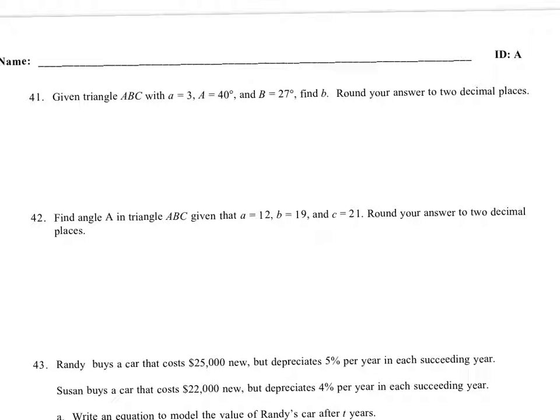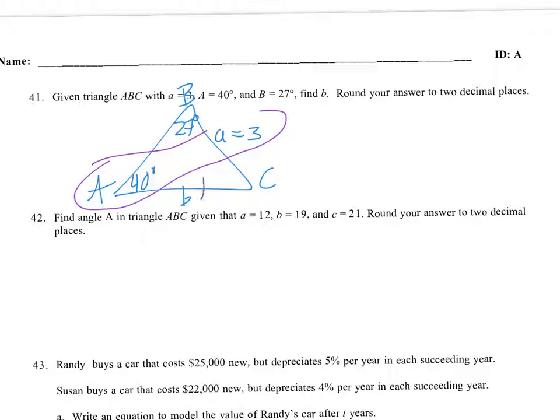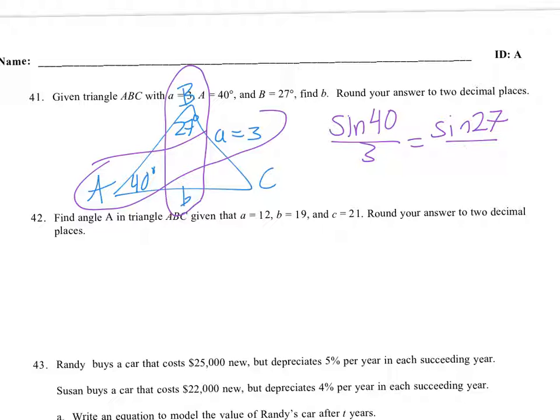Number 41, we've got a triangle. We're given some information and asked to find B. So we're given a triangle ABC where A equals 3, angle A equals 40, angle B equals 27, and we're asked to find B. I can see this is a nice setup for law of sines. And in setting this up, I'm going to write this as sine of 40 over 3 is equal to sine of 27 over B. So I'm going to multiply both sides by B.